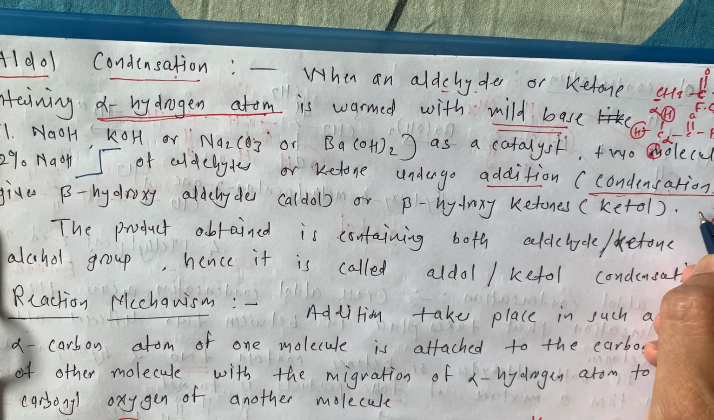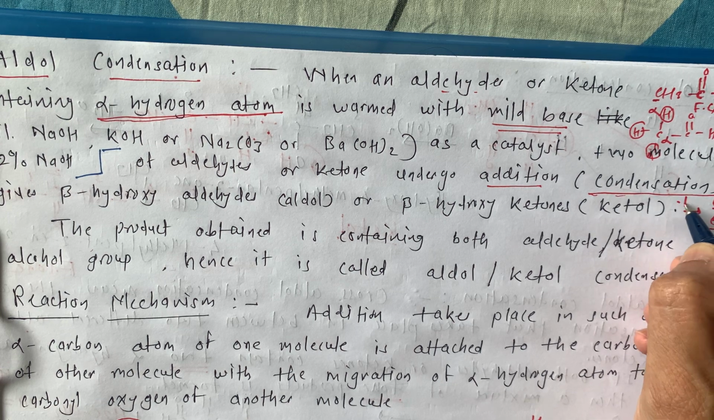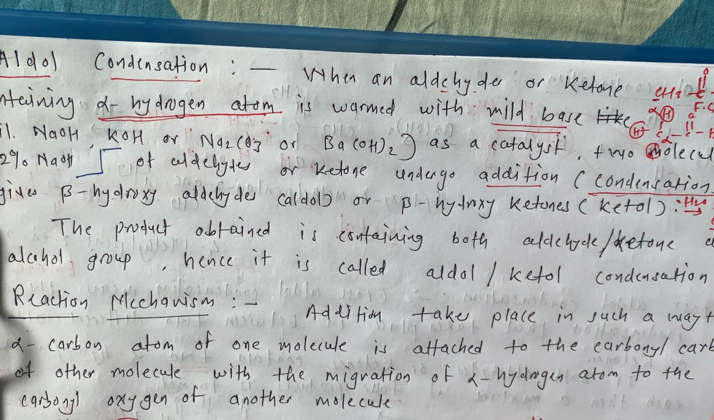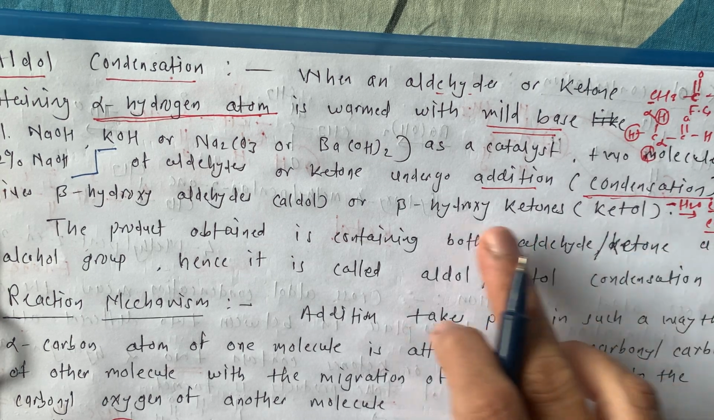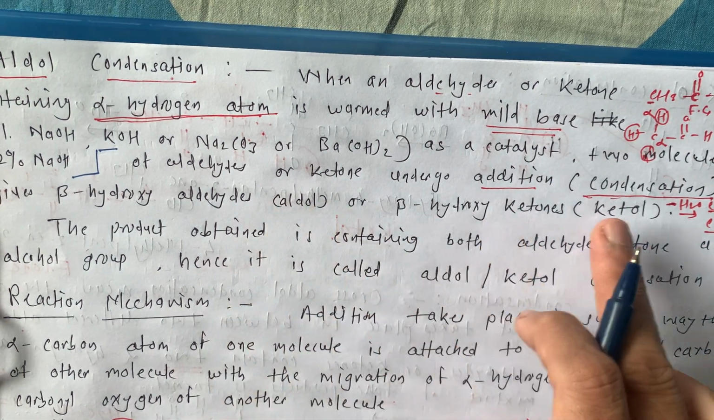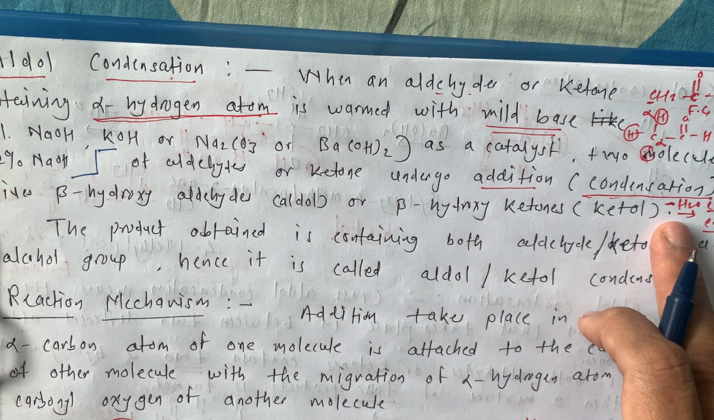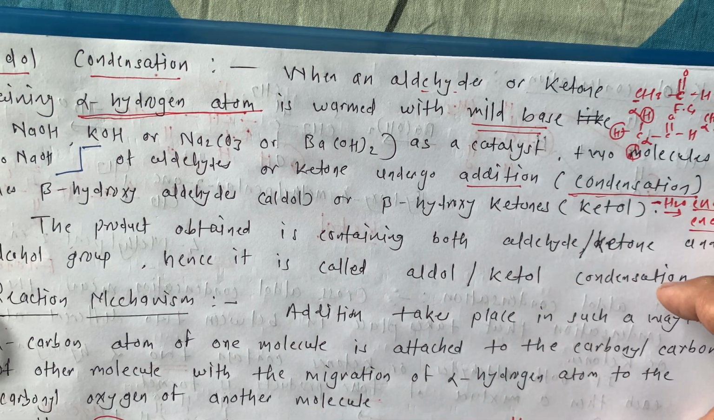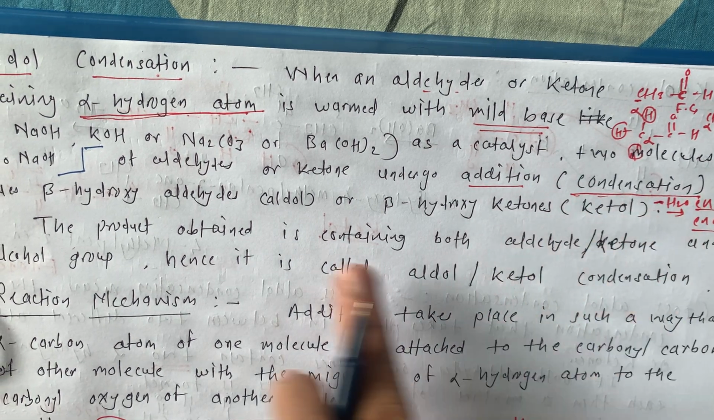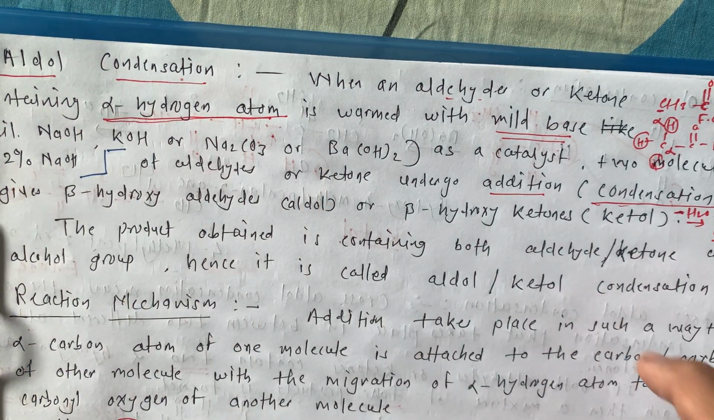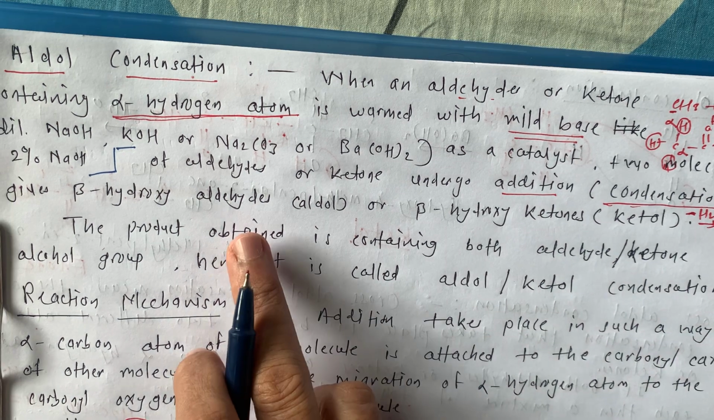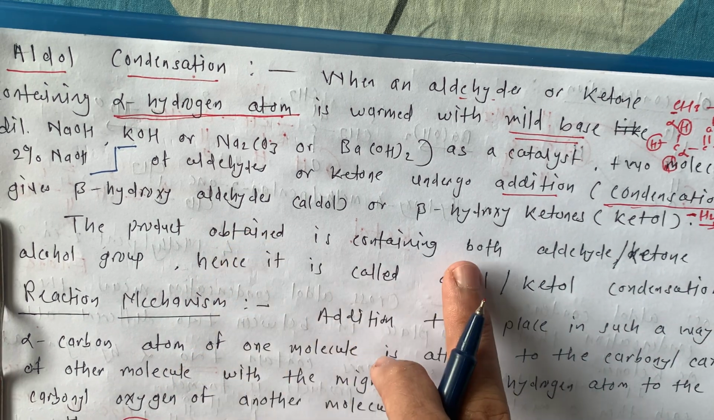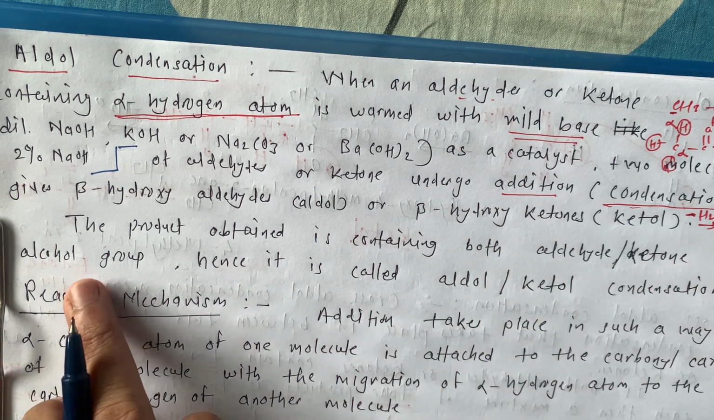This is the second step, followed by removing H2O, minus H2O. First there is a formation of aldol or ketol, then it is followed by minus H2O, and we get enal and enone. This is the overall aldol condensation reaction. So this is a two-step reaction, remember this. The product obtained contains both aldehyde or ketone and alcohol group.